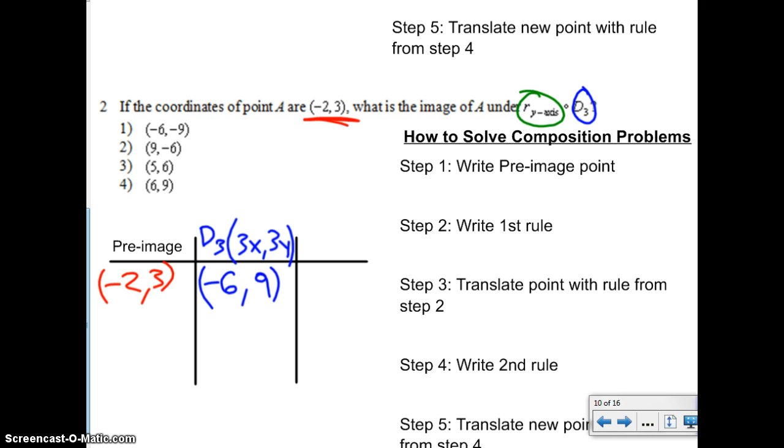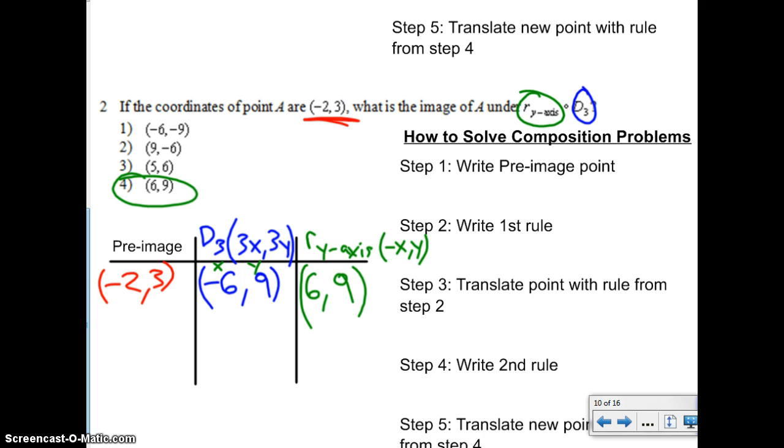First rule done. Second rule is a reflection in the y-axis, which, if you don't remember, you can check your notes, but it's going to look something like this. We negate the x, and we keep the y the same. So in this case, and actually I'll go back here, remember this is your x, that's your y. If you label them, I think it makes it easier. So what is the negation of -6, or the opposite? Well, +6. And the 9 stays the same. Final answer, 6, 9, which is number 4.